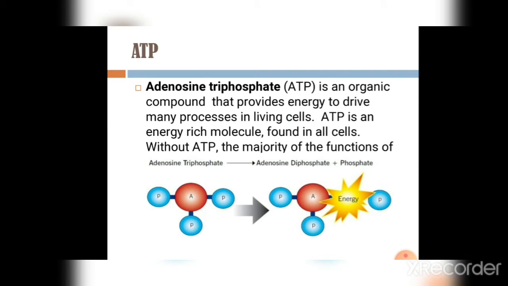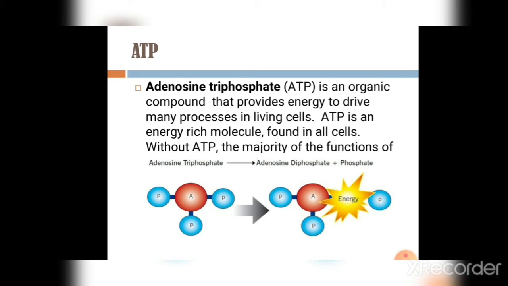And we already discussed ATP. Actually, ATP is adenosine triphosphate, and that is an organic compound that provides energy to the various metabolic activities of a cell. And this ATP actually consists of one adenine molecule combined with three phosphate molecules. That is the formation of adenosine triphosphate.